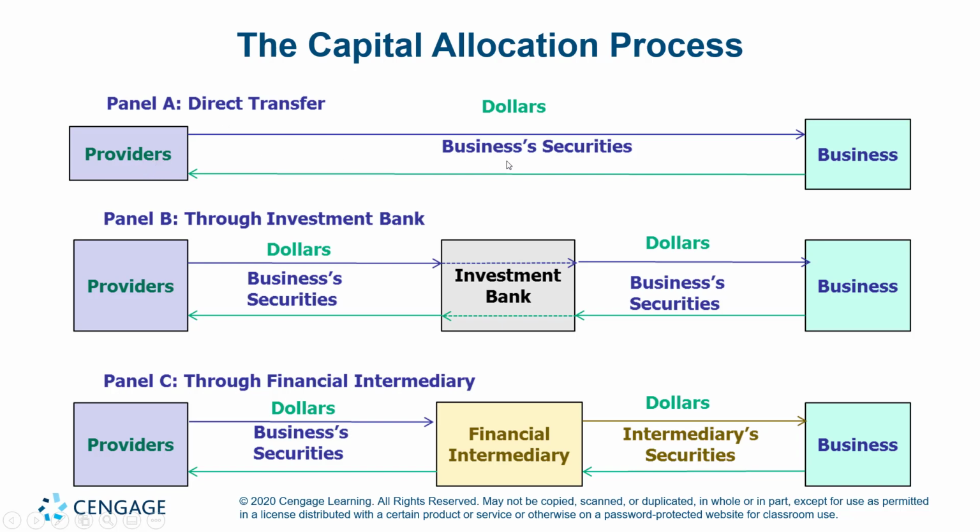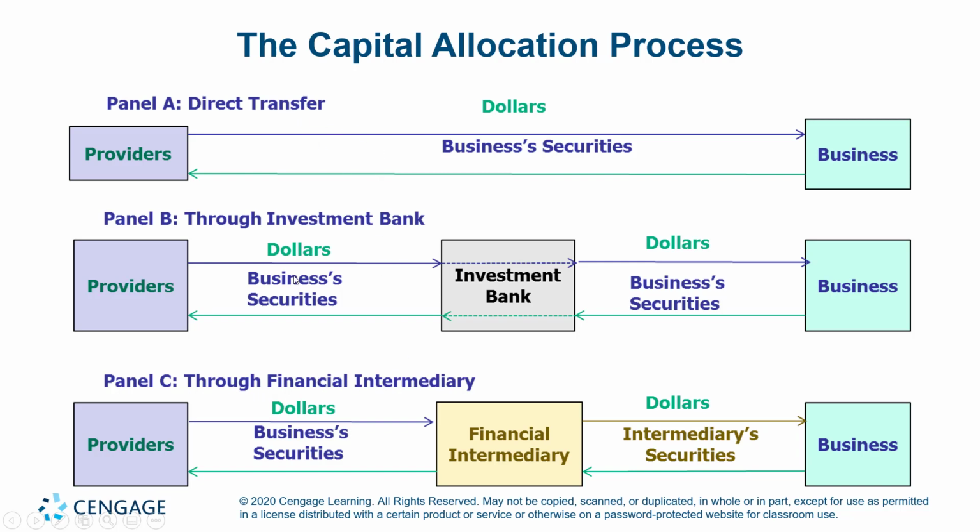The providers provide funds to the business by buying business securities, and then that will be returned to the providers: for equity shareholders in the form of dividends, for the bondholders in the form of coupon payments, and so on. The providers also provide funds through an investment bank, which sells the business securities to the providers, and there is the capital allocation process through financial intermediaries.